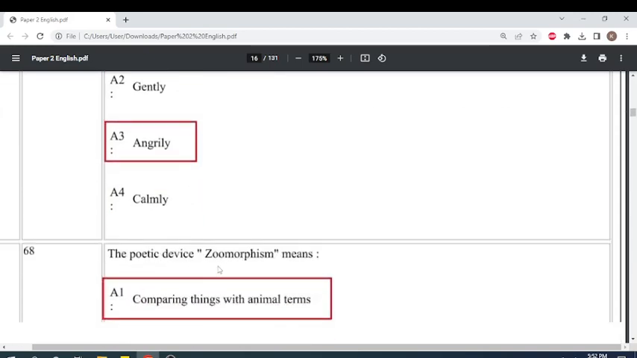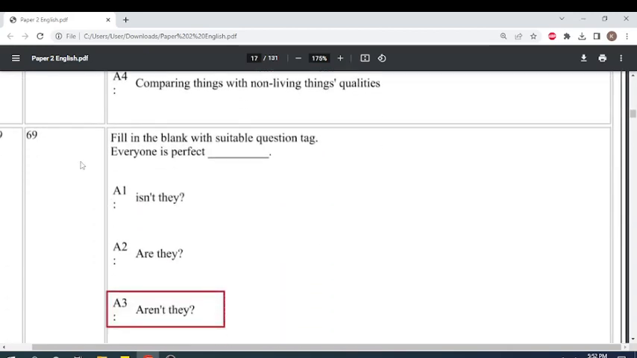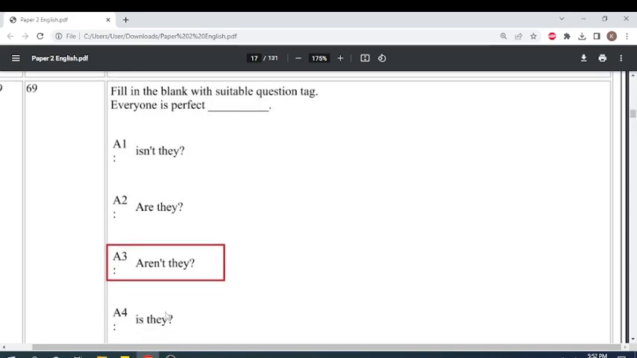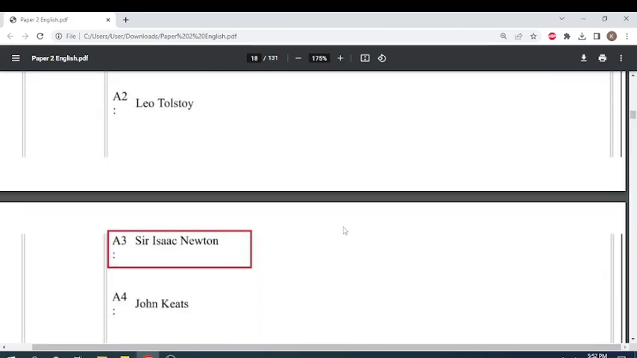68. The poetic device zoomorphism means. Answer A1, comparing things with animal terms. 69. Fill in the blank with suitable question tag. Everyone is perfect dash, aren't they? 70. True Stories from History and Biography is about. Answer A3, Sir Isaac Newton.